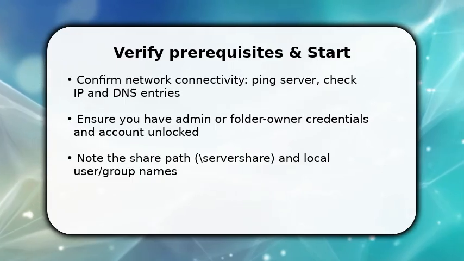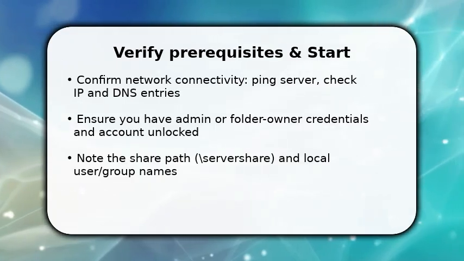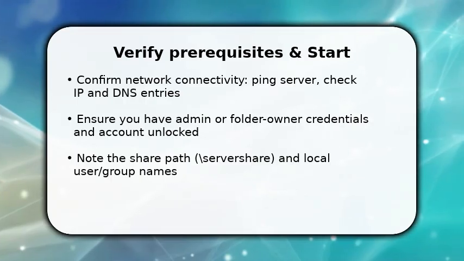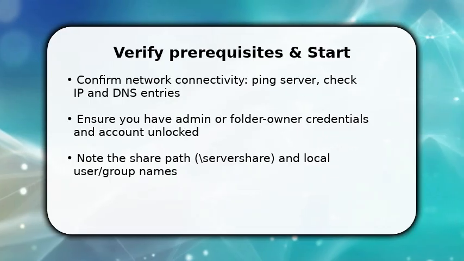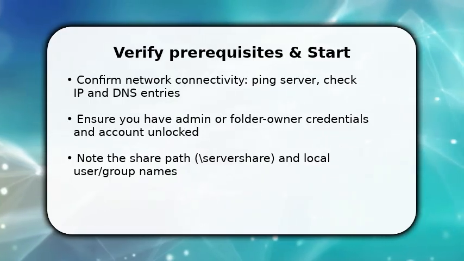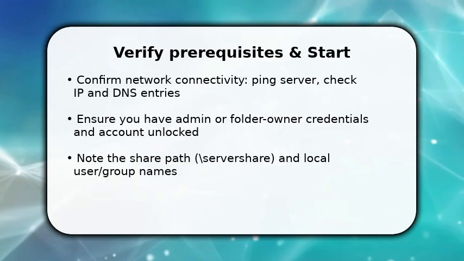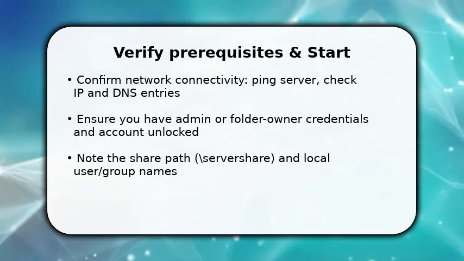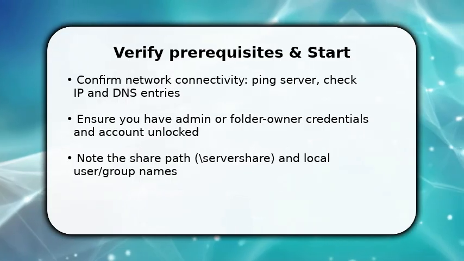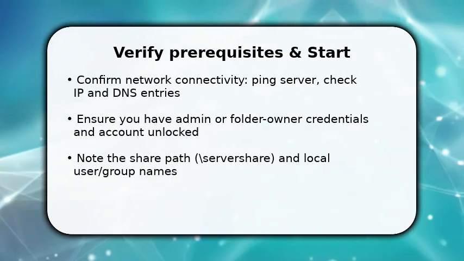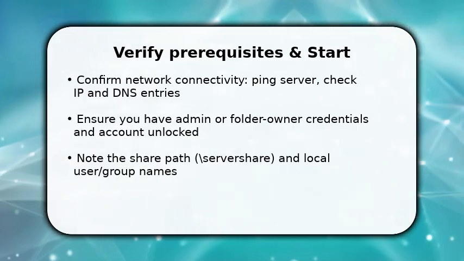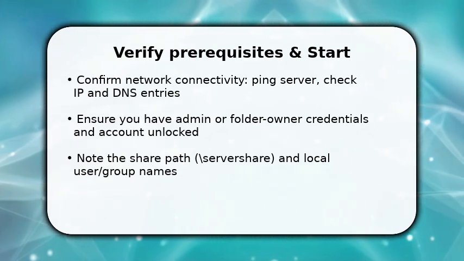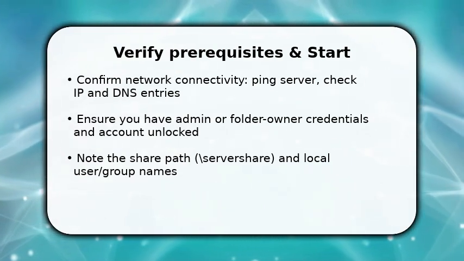You begin by confirming prerequisites and taking the first actionable steps. Check network reachability to the server with a ping and validate DNS resolves the hostname. Next, sign in with an admin or folder owner account so you can change permissions. You'll need credentials ready. Once done, record the exact share path like //server/share and the local user or group names to modify. This avoids mistakes later and keeps changes targeted rather than broad, which reduces accidental lockouts.